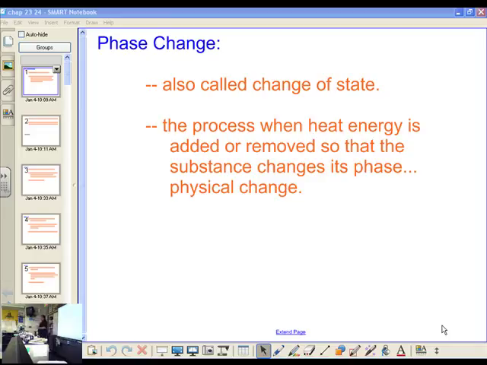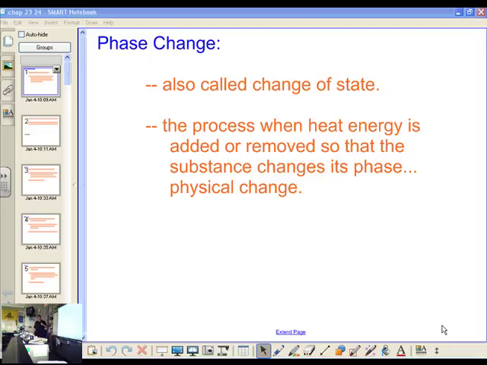But at a certain point, when I'm adding heat, solids become a liquid, liquids become gases, and so on. In other words, it changes its form. That's what we're going to talk about in this chapter: how heat causes things to change form. That process is called phase change. We also see change of state. State and phase are synonymous terms. They're just two terms for the same thing.